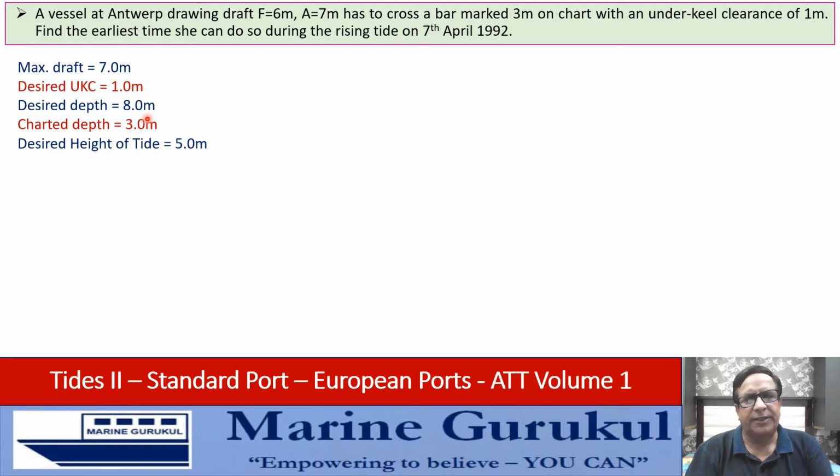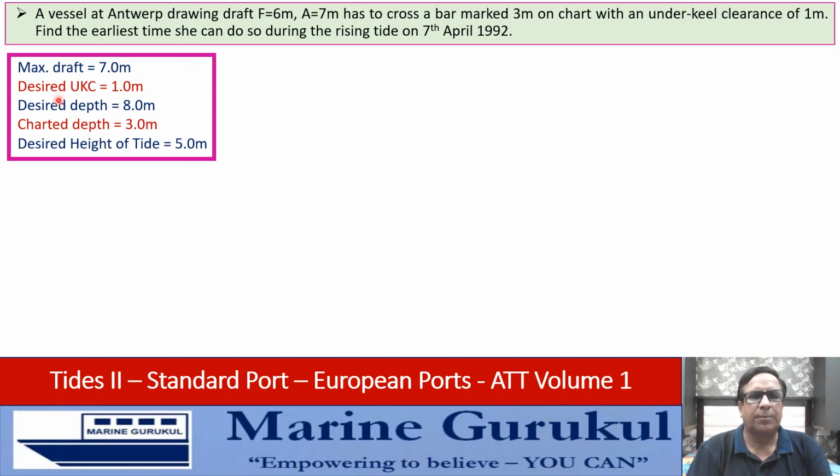on a rising tide on 7th April 1992, and that to the earliest time. So the first flood tide. Rising tide means flood tide, falling tide means ebb tide. This is one part of the calculation that I'm sure all of us are comfortable with.